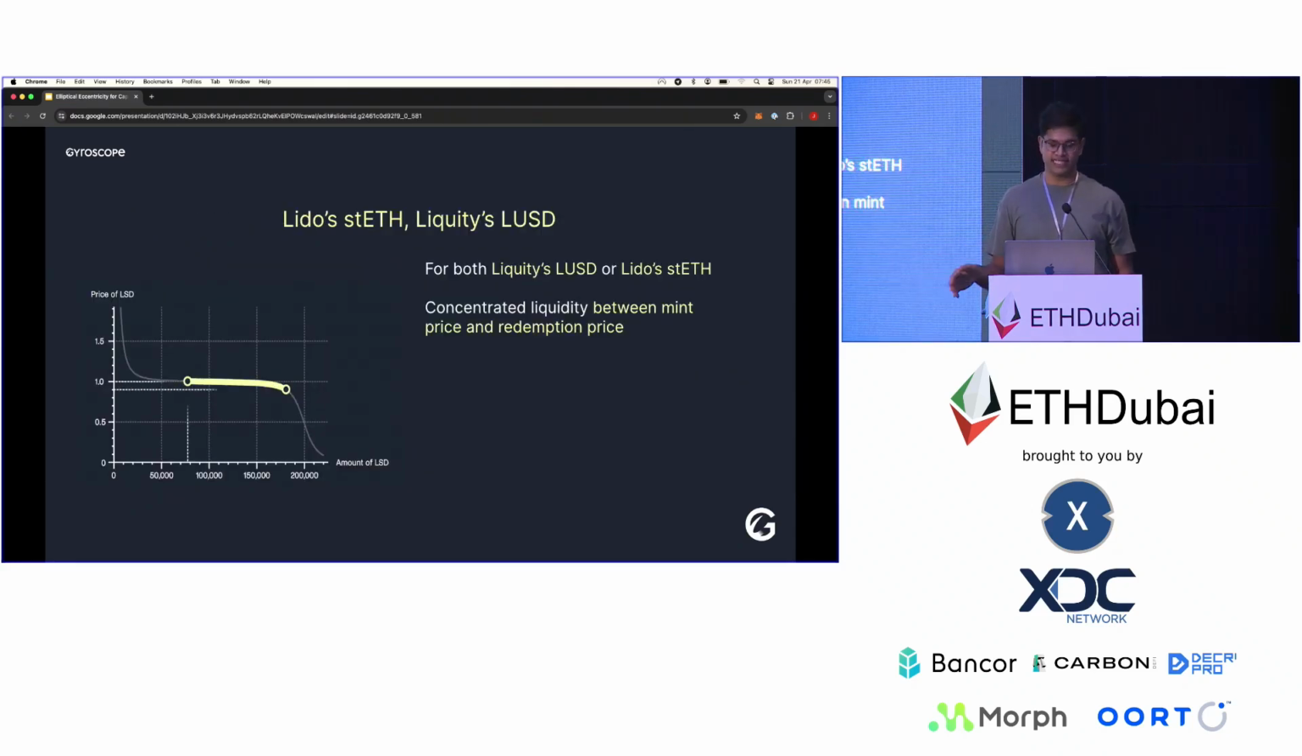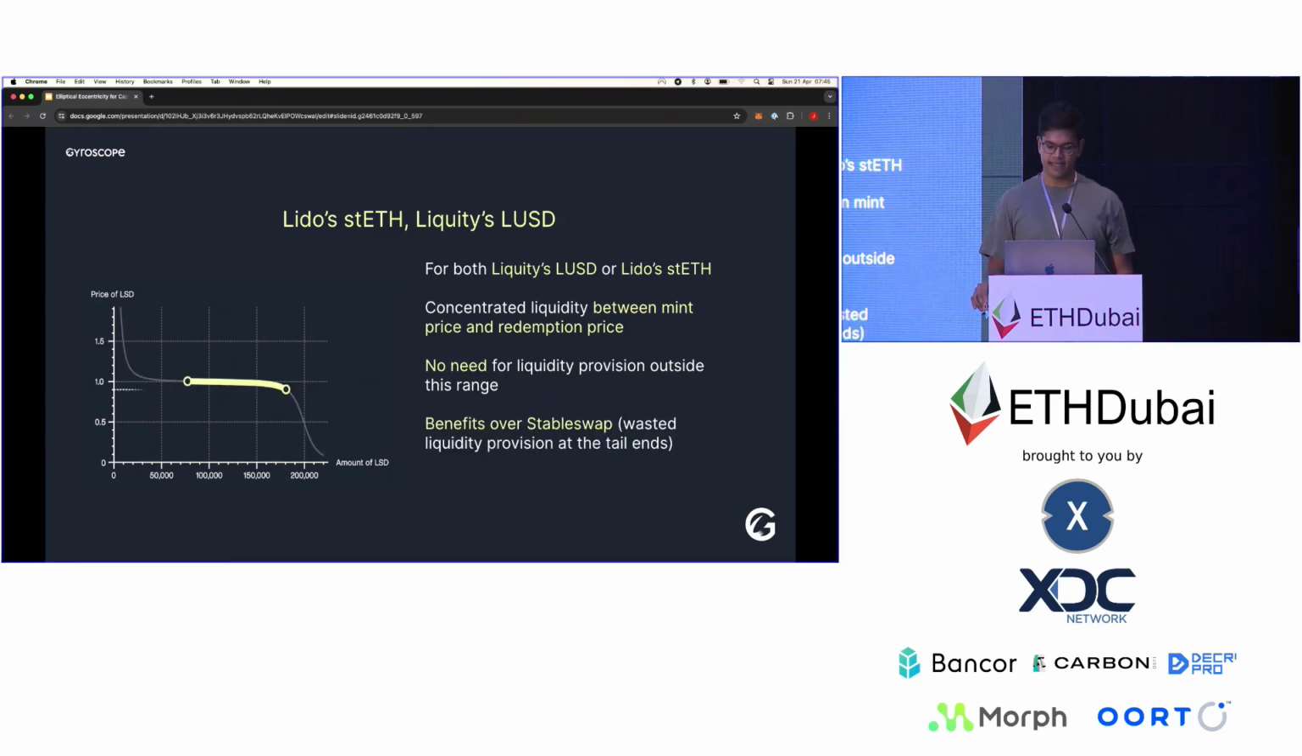Okay, so for both Lido's staked ETH and Liquity's LUSD, trading occurs within the specified price range bounded by the mint and redeem prices of the derived assets. Again, there's no need for any liquidity to be maintained outside this trading range, so the ECLP can be calibrated to concentrate liquidity to fit the market conditions.